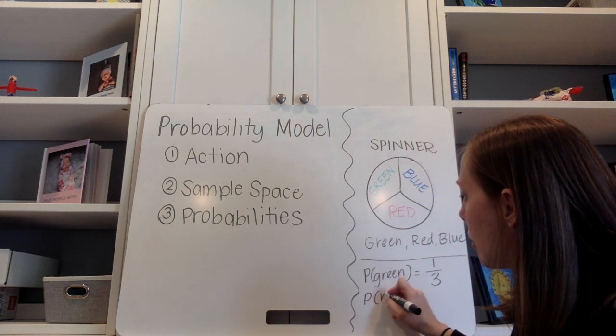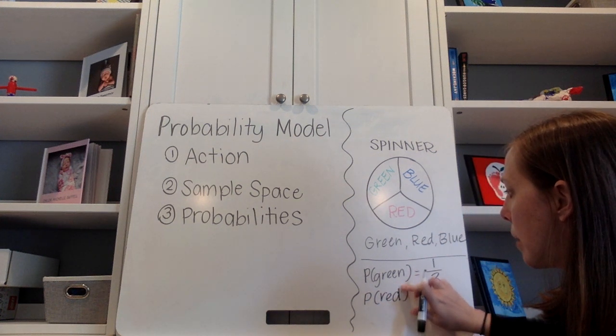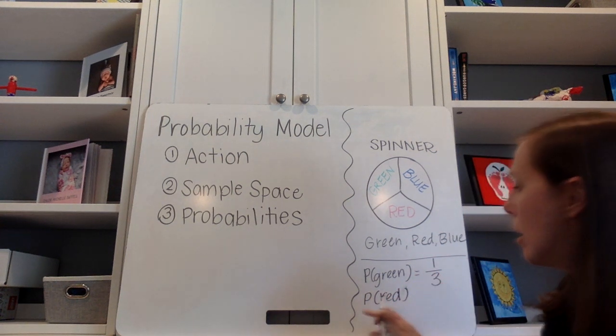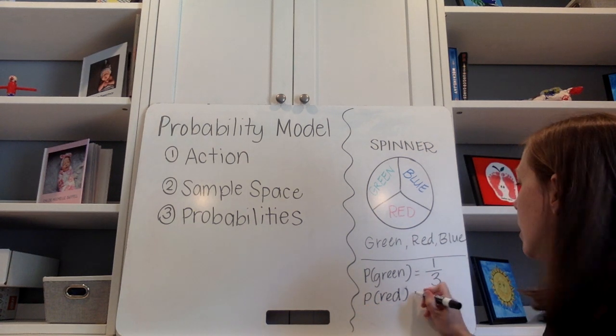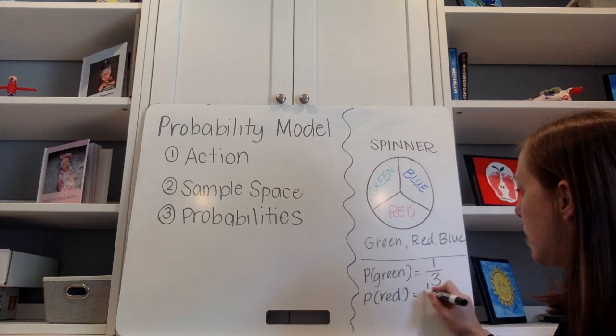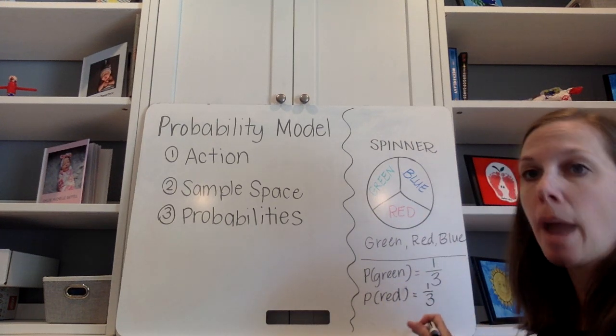Probability of spinning red. Again, I want to write it like this. Sorry, my parenthesis got a little away from me there. But capital P and then in parentheses, red. There's 1 red space out of my 3 equally divided spaces. So the probability of spinning red is 1/3.